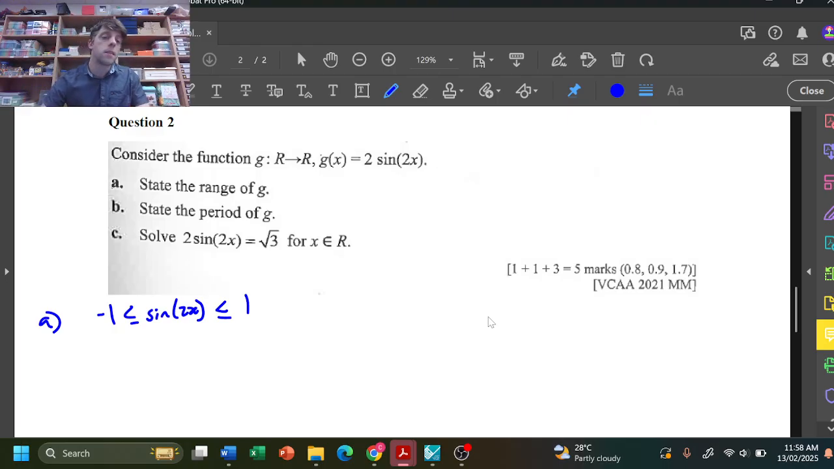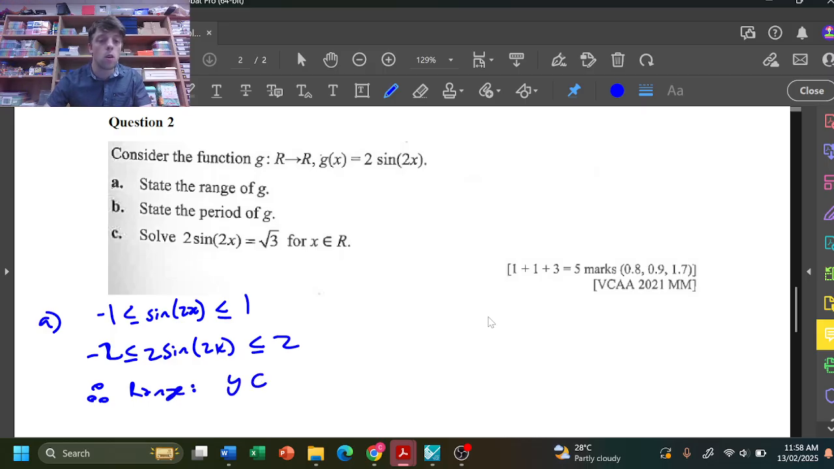So we've got this as our little property of sine, and we can see here that what we actually have is 2 sine of 2x. So what can we say about this? Well, we know that that's going to be at most 1 times 2, which is 2, and at least 2 times -1, which makes -2. So therefore, we find that the range of this function is y will be at least -2 and at most +2. So that's the answer to part A there.